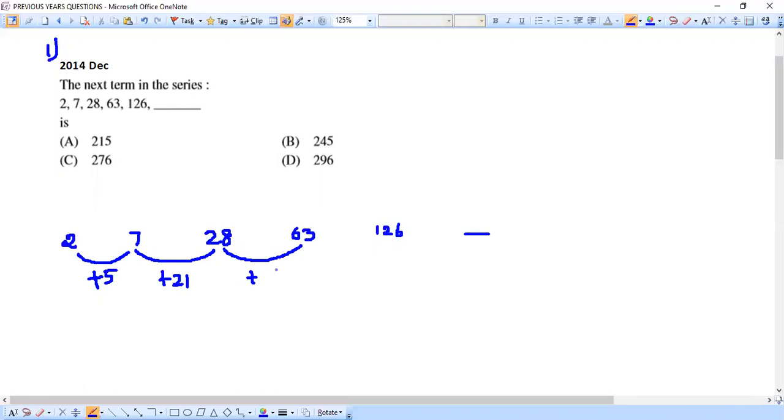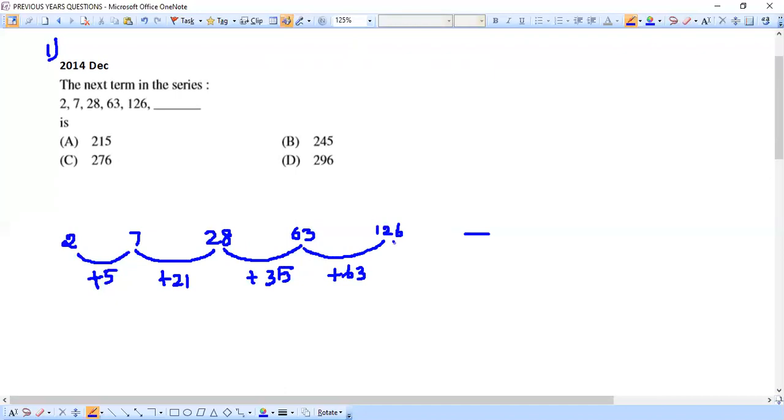Just think of that. I have to do 5 and then 3, so I need to add 35. What I actually did is I just subtracted 63 minus 28, which gave me 35. So I'm adding plus 35. We are getting this next term 63, and from 63 to the next term 126, here they are doing plus 63 itself. 63 plus 63 they did, so that we are getting 126.